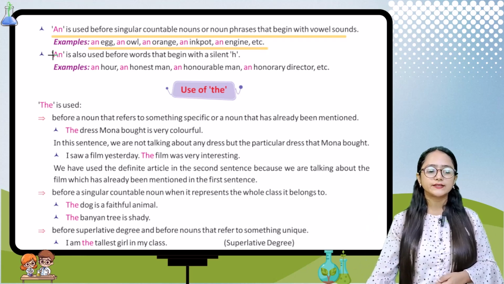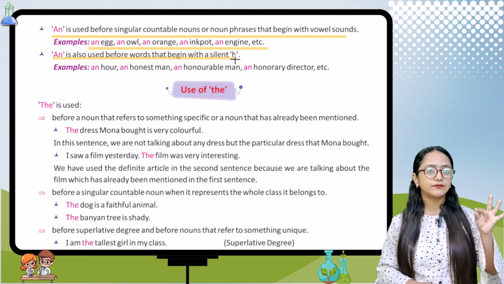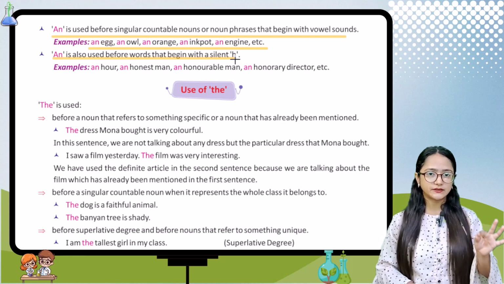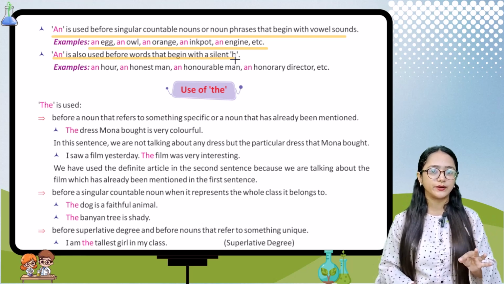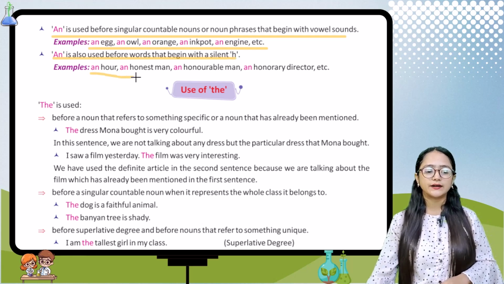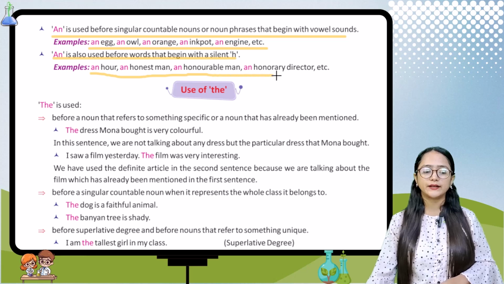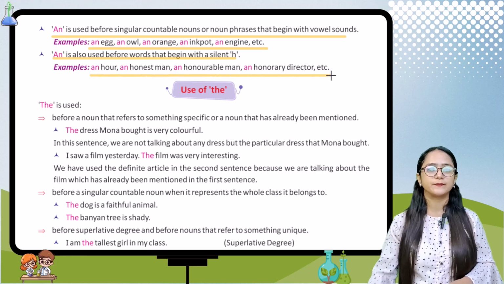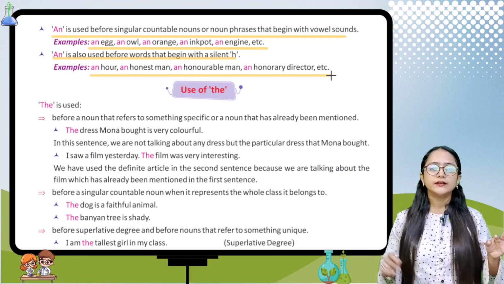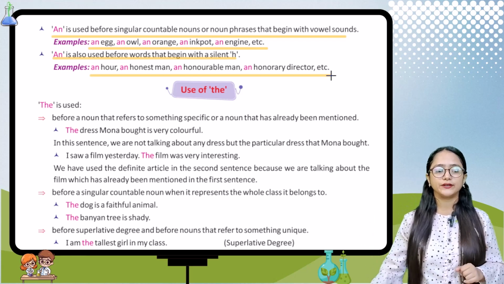Now the next thing is that an is also used before words that begin with a silent H. That means the word starts with a consonant letter, but it has a vowel sound. For example, an hour, an honest man, an honorable man, an honorary director, etc. So this h is silent and the word carries the o sound, a vowel sound. That's why you have to put an before it.